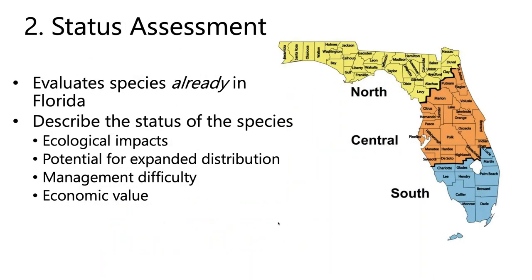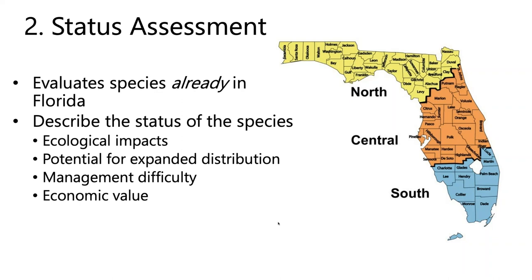Okay, moving into the second tool, this is our status assessment. And again, this is species that are already in the state of Florida. And you see the map here is divided into 3 segments, the north, the central, and the south zone. We do provide recommendations that might differ for one species. You might not be okay to plant in the north because we have a frost line up there, but in tropical South Florida, it might be very problematic. So it is possible for one species to have multiple conclusions.